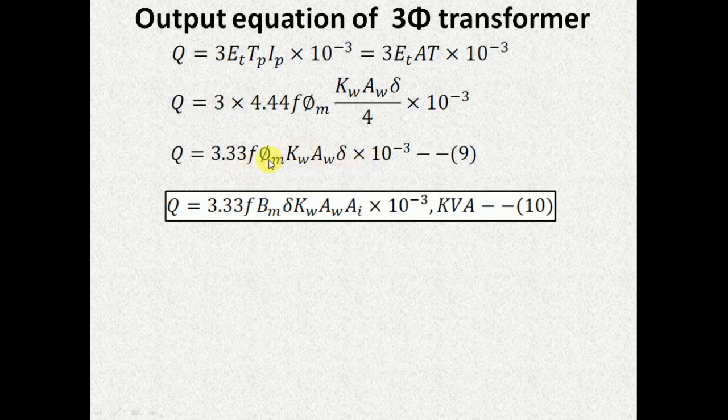Further making the substitution for FIM as BM into AI, the final relation becomes like this. You must learn this relation by heart also. This relation is very much similar to that of the single phase transformer, the only difference is that this term is replaced by 2.22. Hope it's clear for you. We have obtained the derivation for the output equation of a single phase transformer as well as for a 3-phase transformer.